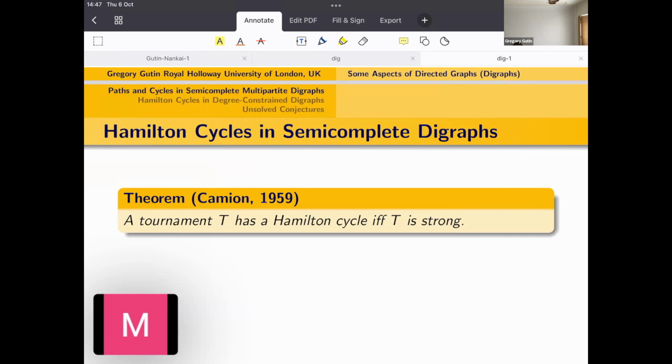So I remind you what it means. It means that you have a path from every vertex to every other vertex in each direction, right? So if you have x and y, you have a path from x to y, and you also have a path from y to x, and then it's strong. So obviously, if a digraph has a Hamilton cycle, then using this Hamilton cycle, you can travel from every vertex to every vertex, in both directions. Therefore, being strongly connected is a necessary condition. But what is interesting is that for tournaments, it's also a sufficient condition.